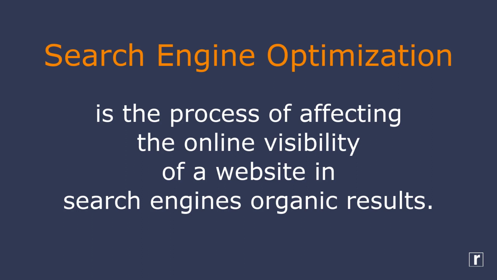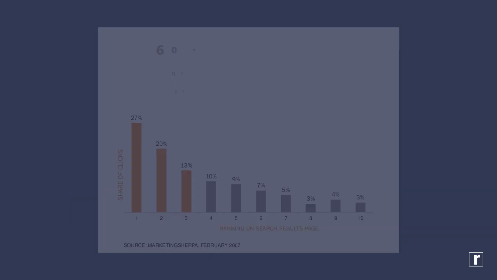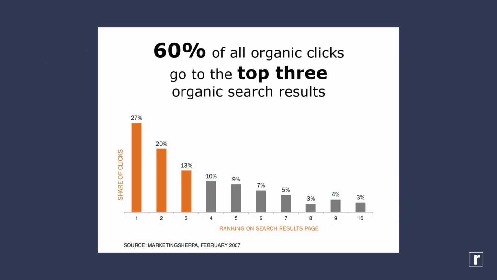Search engine optimization, or SEO, is the process of affecting the online visibility of a website in search engines' organic results. Search engine optimized websites appear in the top positions of the results and receive more traffic.